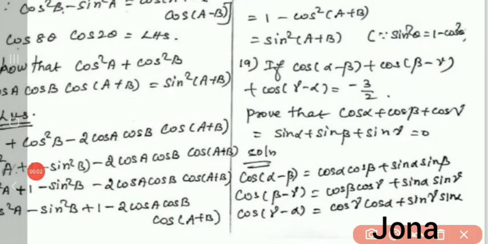19th sum. If cos of alpha minus beta plus cos of beta minus gamma plus cos of gamma minus alpha equal to minus 3 by 2, and prove that this one. We want to write the separate formulas for each and every factor there. This cos of alpha minus beta can be written as cos alpha cos beta plus sin alpha sin beta.